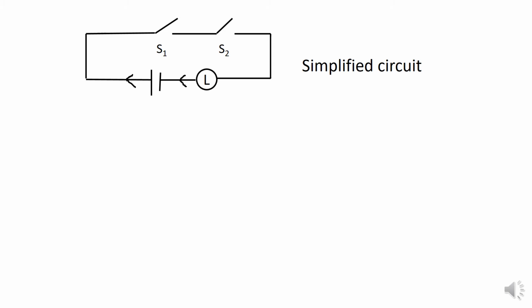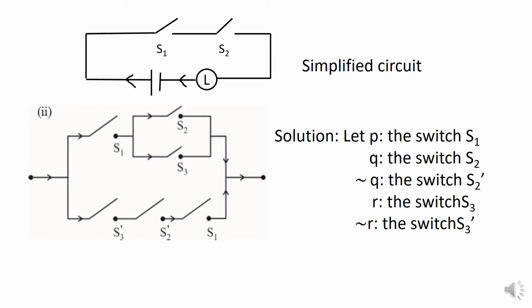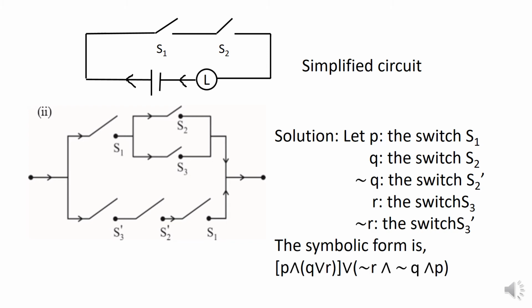Now, the next question. Here you see that S1 is in series with S2 and S3 which are parallel to each other. All three of them together are in parallel to S3 dash, S2 dash and S1. And all three of them, that is S3 dash, S2 dash and S1 are in series with each other. Thus, after denoting the switches, we get the symbolic form as (P and (Q or R)) or (not R and not Q and P).